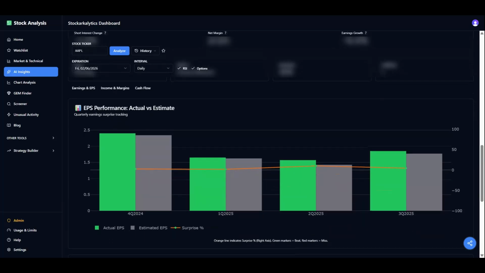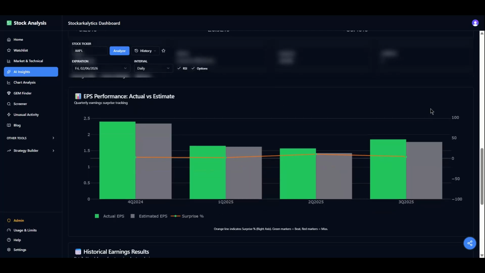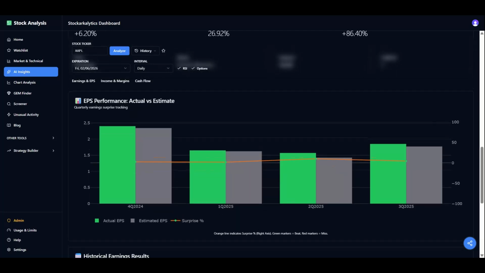Now, inside financials, you also have 3 sub-tabs: earnings and EPS, income and margins, and cash flow. Let's go through each. So your first section is earnings and EPS. This is about whether the company is actually delivering compared to expectations. This chart compares actual EPS versus estimated EPS by quarter.